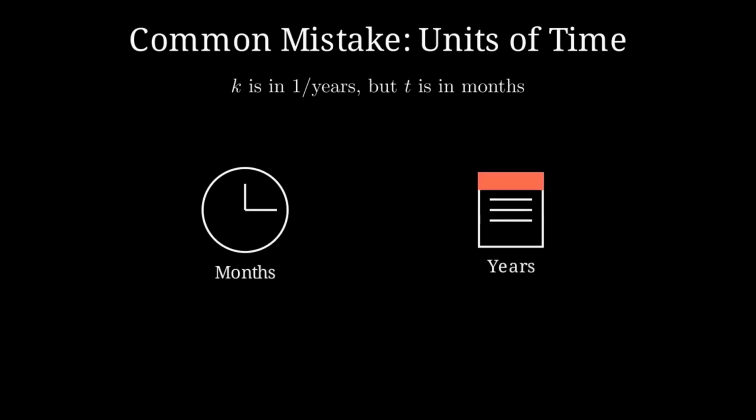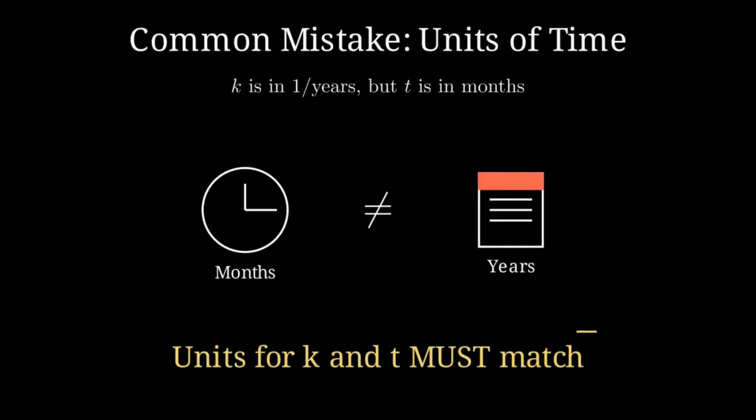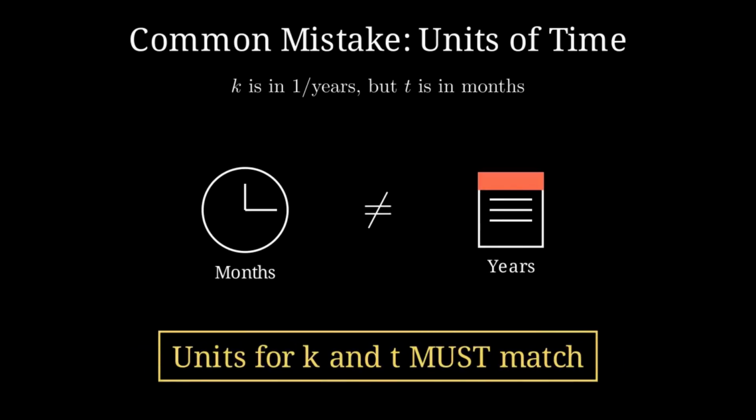If your decay constant K is defined in per year, but your time t is given in months, your calculation will be wrong. You must always convert them to the same unit before plugging them into the formula. Consistency in units is just as important as the numbers themselves.